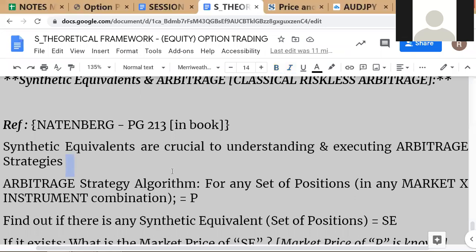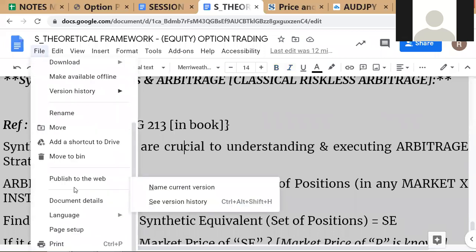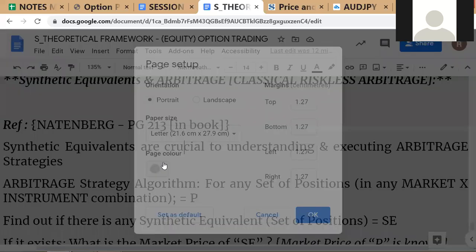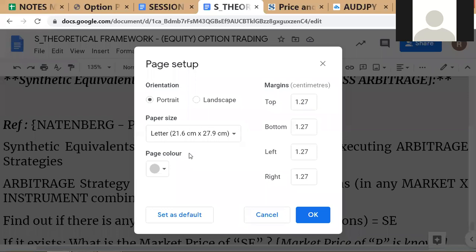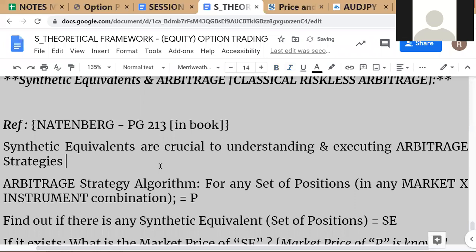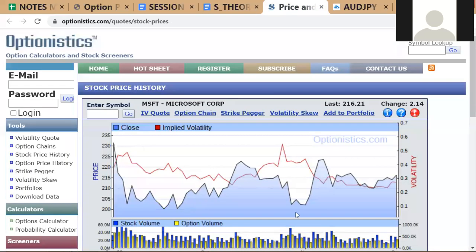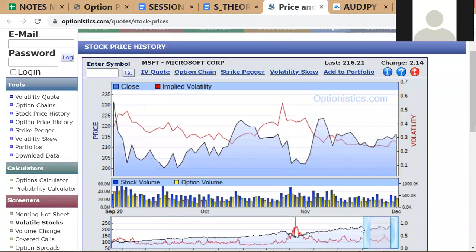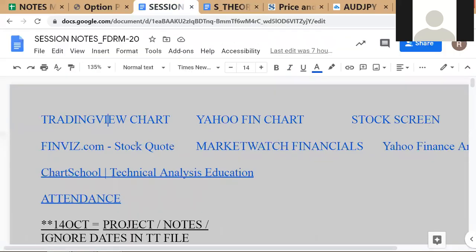Sir, my question is, I'm doing the project trading on TWS. Sir, I buy a call. So what is the ideal time for which I can hold my call? Okay, so the question is about the ideal holding period. Let's put this in the session notes.